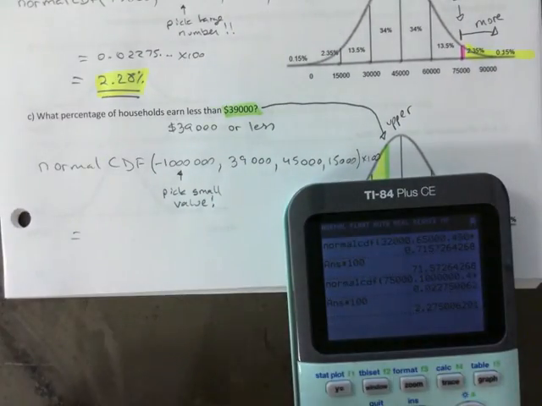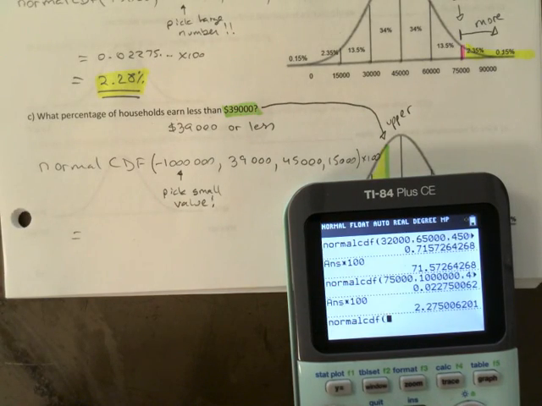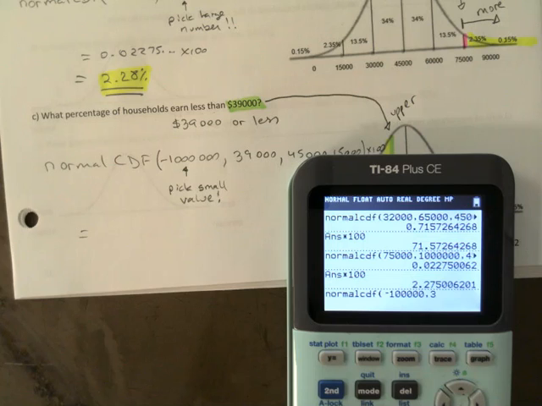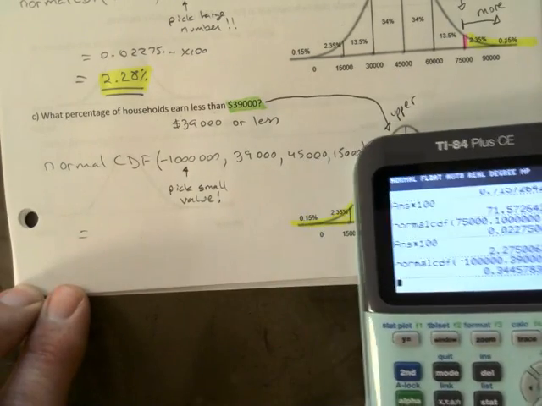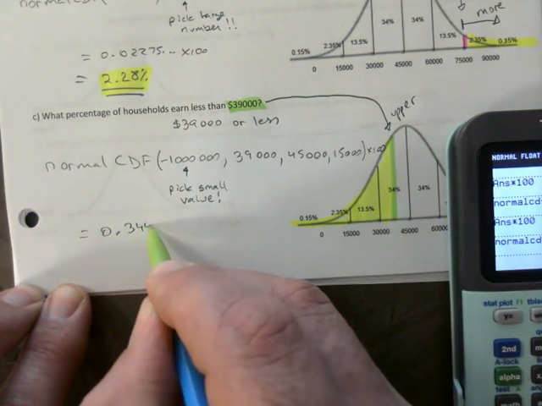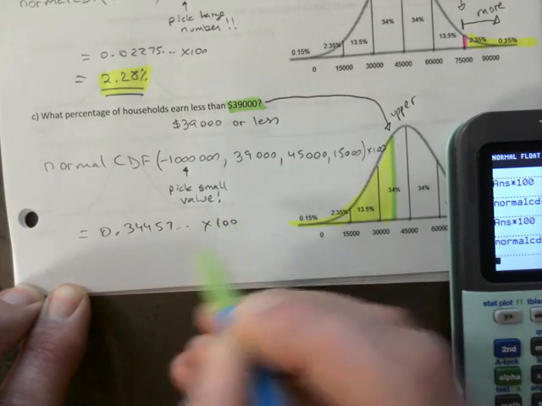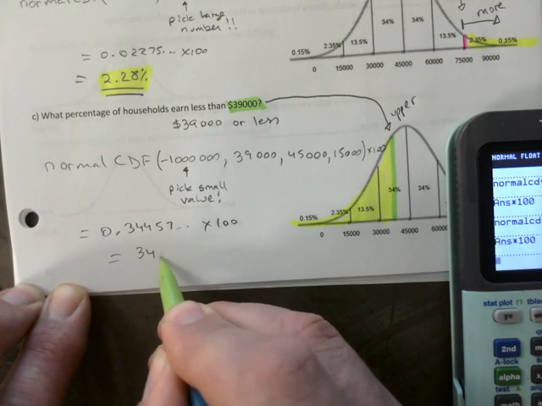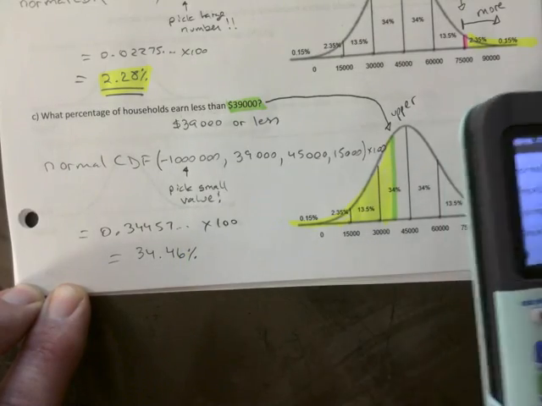So let's enter that. Second vars, CDF, negative 1 million, 39,000, 45,000. Watch your zeros, okay? One too many and you're in trouble, right? When it comes to the actual values. It's 0.3445 something. 0.34457 times 100, and that's 34.46% of households.